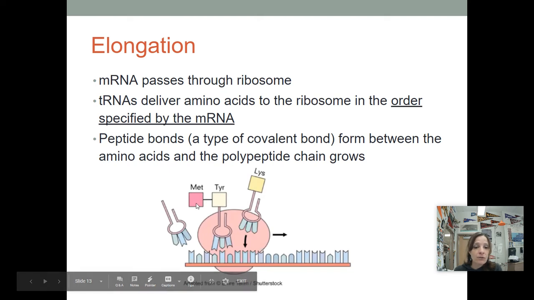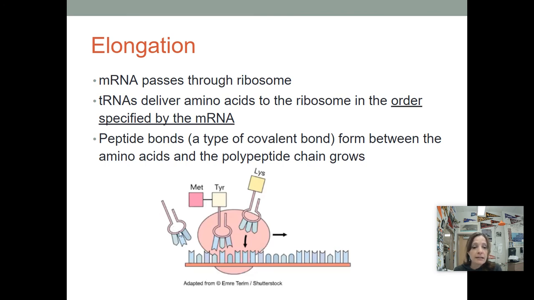And if you notice this methionine, this is the transfer RNA that delivered it, and once it delivers it, it leaves and goes to get another amino acid. Okay. When you have enough in the ribosome, peptide bonds, which are a type of covalent bond, are formed between the amino acids, until you get a whole chain of them.